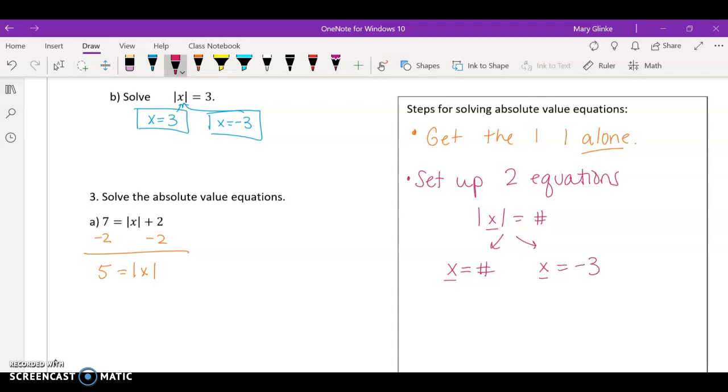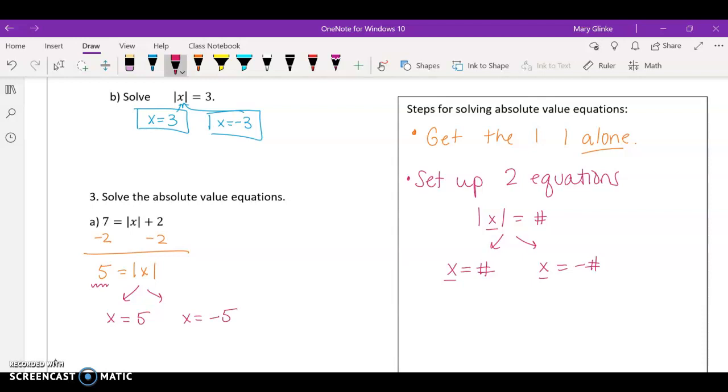I shouldn't write 3. It could be any number. I just stole the example from the last one. So you're going to write x equals that positive number and x equals that negative number. So in example 3 over here, we're going to break this up. We're going to leave x equals in both of our equations, and the number it equals is either 5 or negative 5.